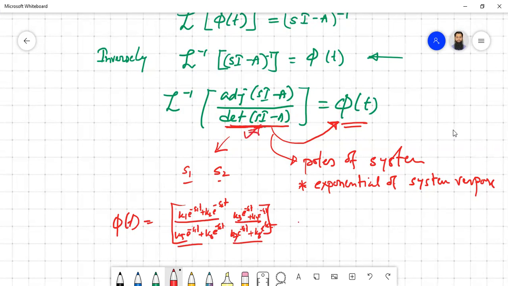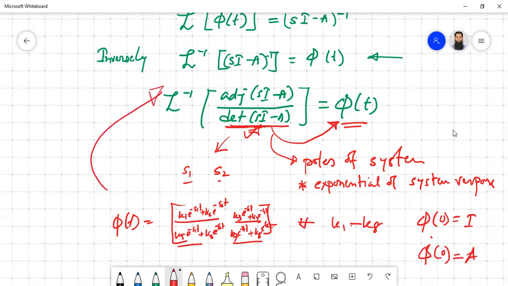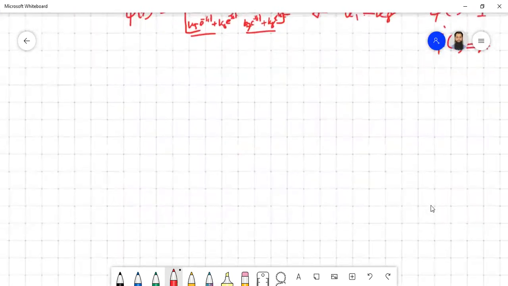Our task is to find the values of K1 through K8 using the two identities that we have derived, that is phi(0) equal to I and phi dot(0) equal to A. This is one way, or alternatively, using the inverse matrix, we can also directly calculate phi. Now that everything has been derived, let us solve the problem. Two problems we are going to solve. Let us start with the first one.